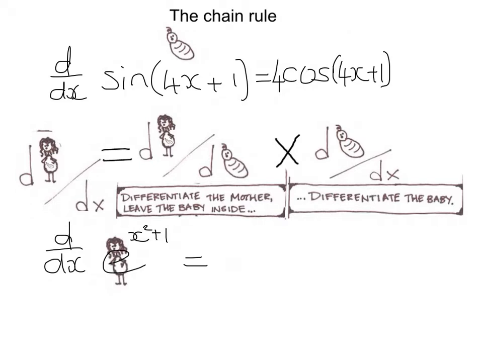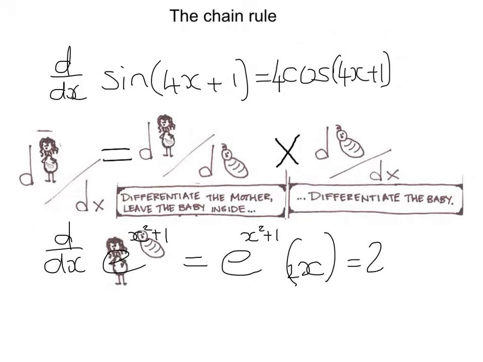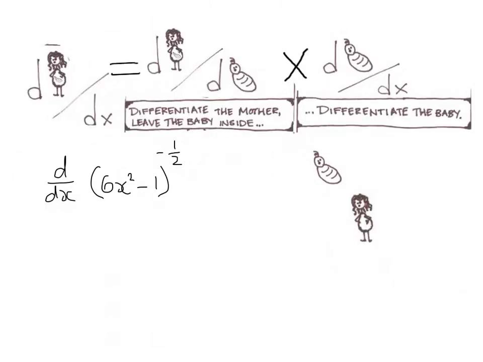Here's the mother. The mother is the e, and the baby is the x squared plus 1. Okay, so we're going to differentiate the mother. The derivative of e is e. And we must leave that baby inside the derivative now. And then we multiply by the derivative of the baby, which is 2x. So probably nicer to write it the other way around. 2x e to the x squared plus 1. Pretty simple, right? You do get used to it.